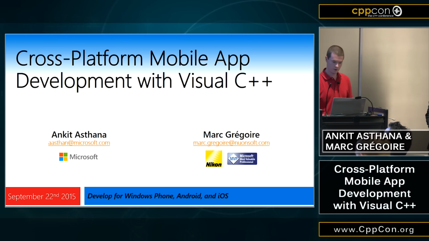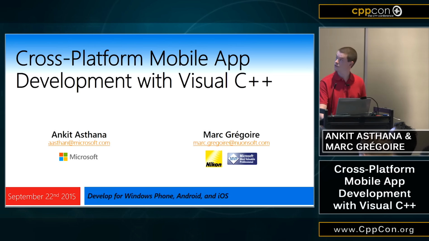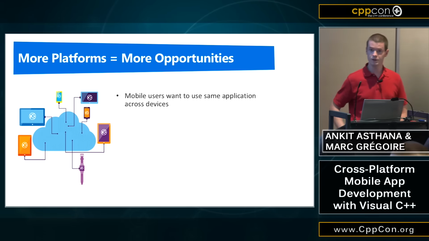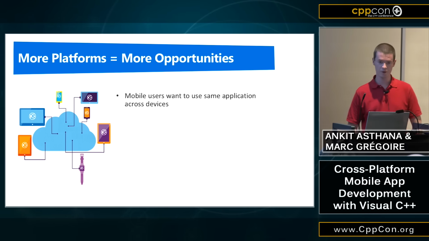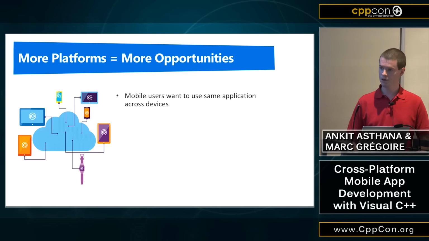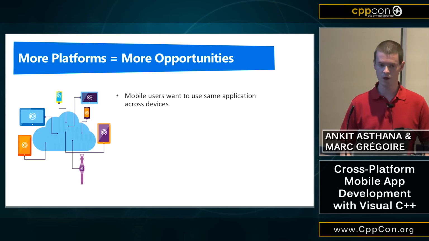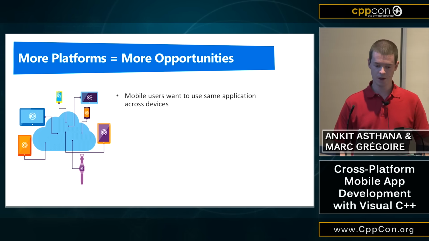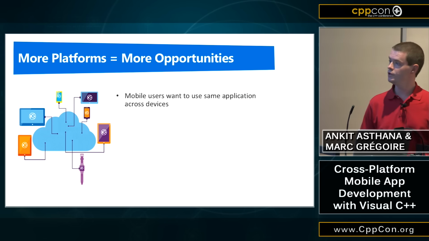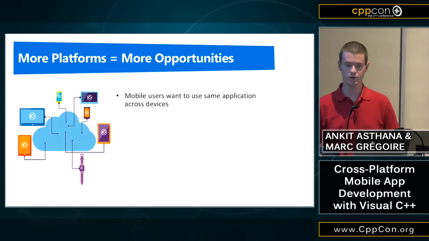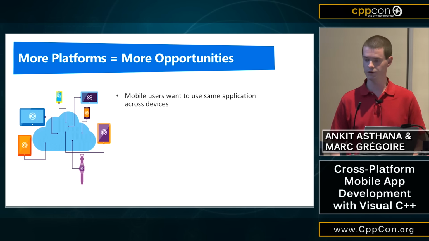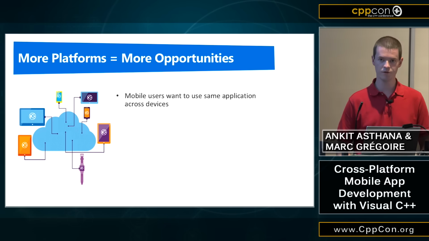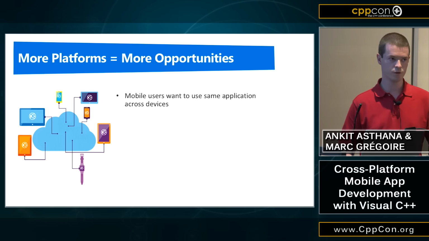Okay. Marc. So mobile devices. Everyone these days has mobile devices. Everyone has at least a smartphone, maybe a tablet, maybe a smartwatch. A lot of people have multiple mobile devices. And what customers want to do is run their favorite apps on all of their devices. So if they have one app, they want to be able to run it on their Windows smartphone, on their iPad, on their Android devices. They just want to have one app.